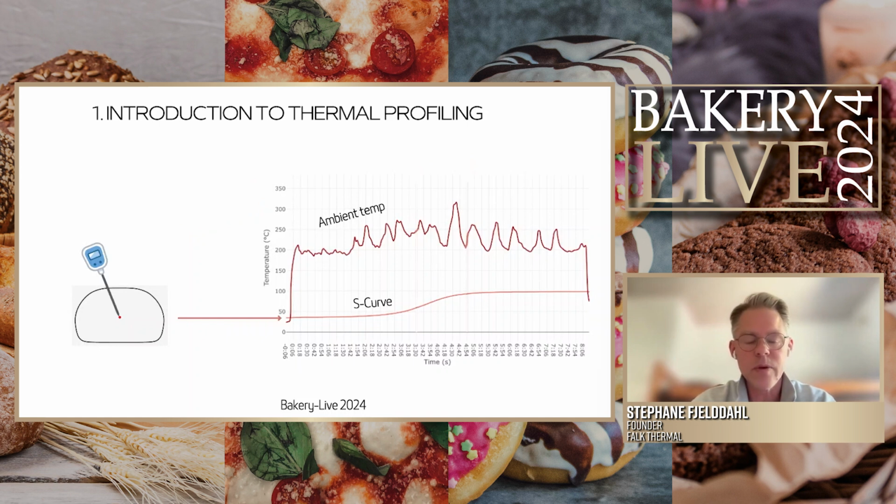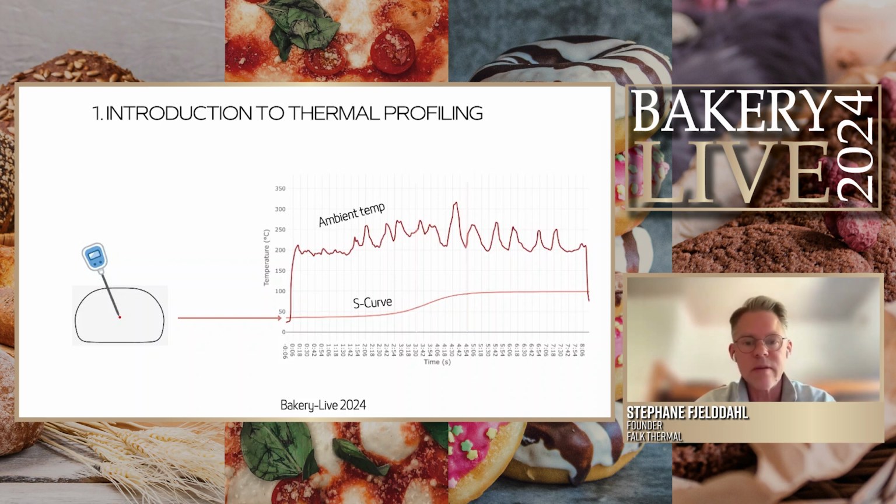I have shown here a typical result, a typical graph that you get from thermal profiling. Usually it's 2 curves, one corresponding to the ambient temperature of the oven, which is the higher chart in dark red, and just underneath, what is called the S-curve. By convention, the S-curve is the temperature of the product from the core of it. So it's in the middle of the product, and this is what produces the S-curve throughout the baking time.